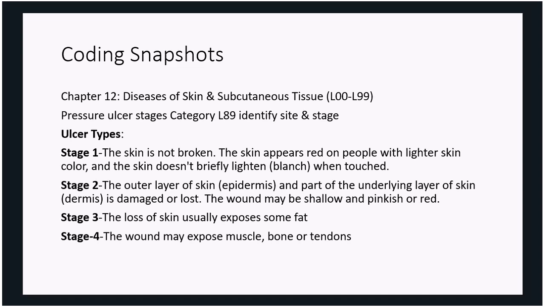For stage 2, the outer layer of the skin, that's your epidermis, and part of the underlying layer, which is the dermis, is damaged or lost. So the wound may appear shallow, pinkish, or red in color. In stage 3, there's loss of skin that usually exposes some type of fat. And the final stage here, stage 4, is the most severe. The wound may expose muscle, bone, or tendons.